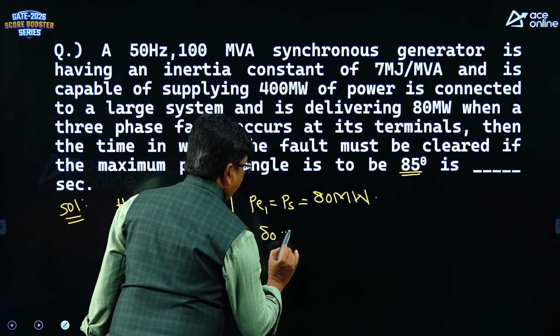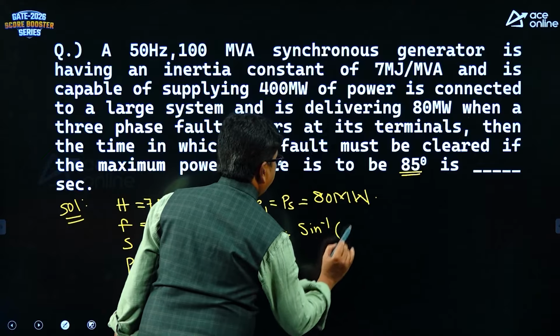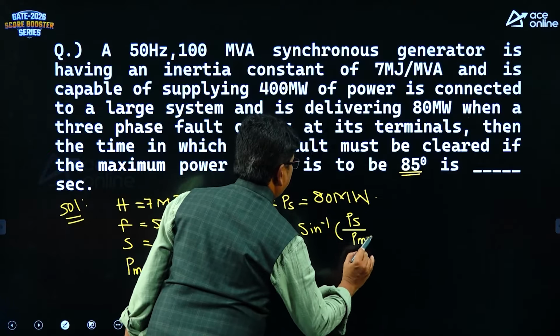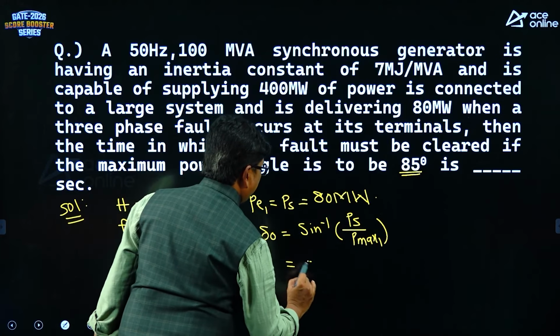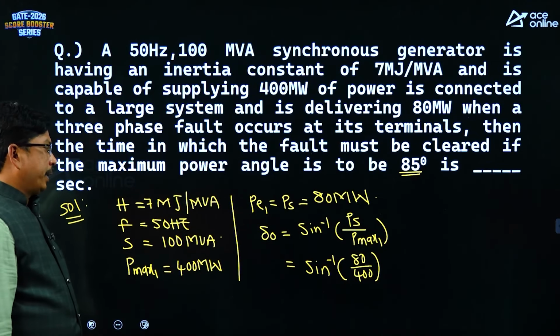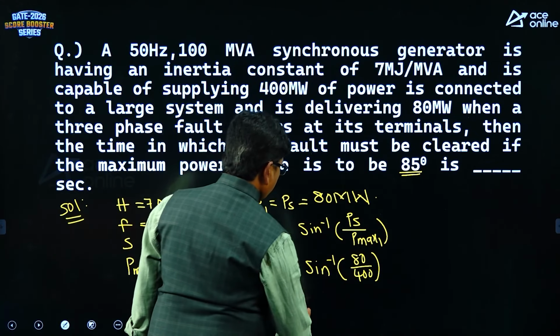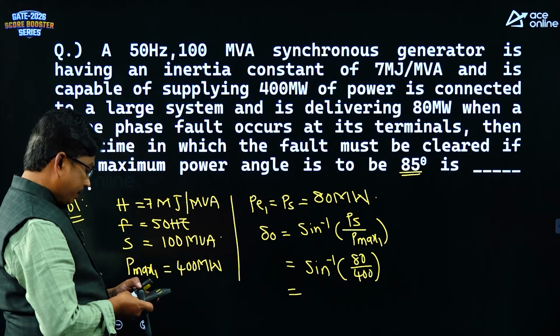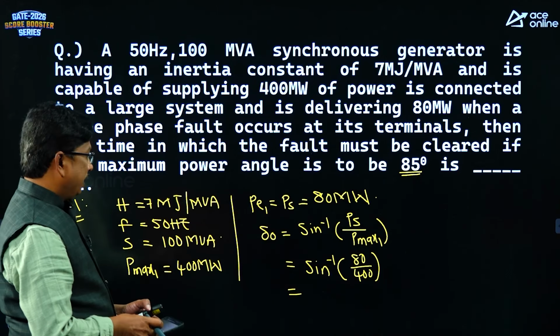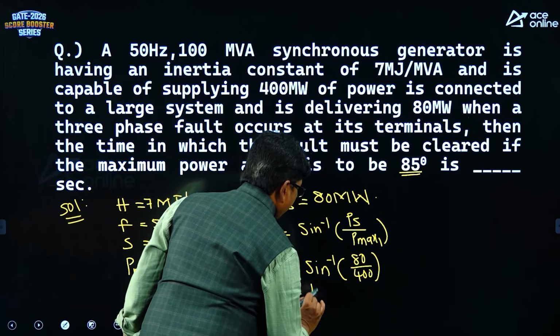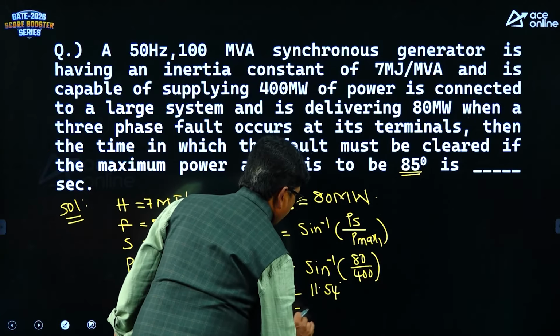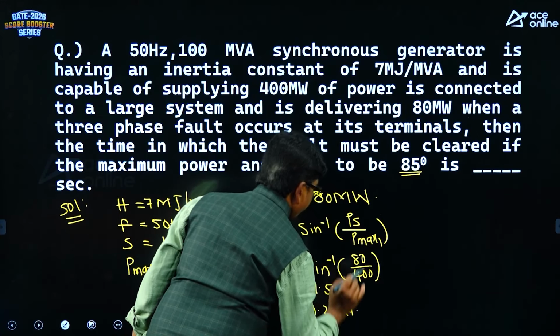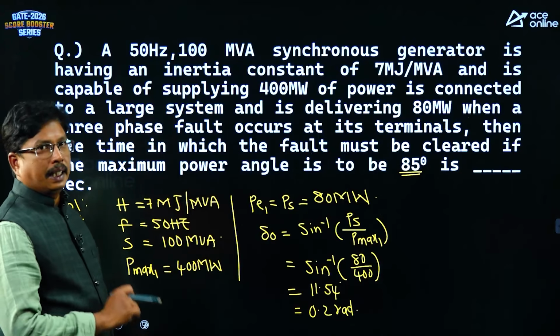What is the value of delta naught? Sine inverse of Ps by P max 1. This will be sine inverse of 80 divided by 400, which is 1 by 5, 0.2. Calculate that sine inverse of 0.2 value, students. You'll get 11.54 degrees, which is equivalent to 0.2 radians. That is the value of delta naught.